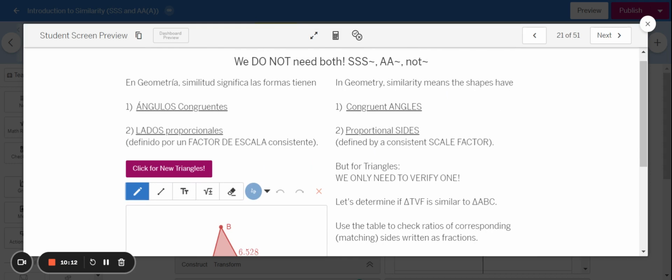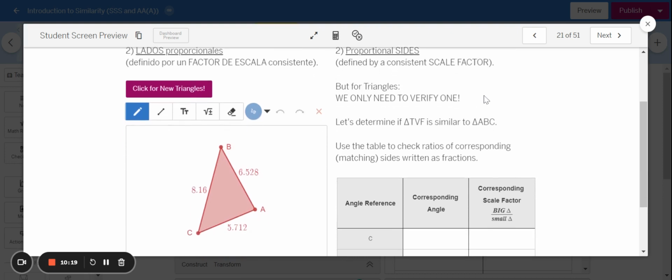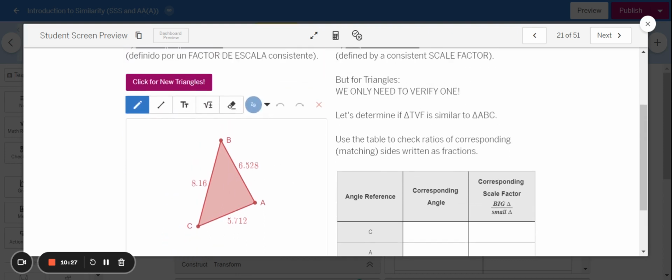So in geometry, similarity means that shapes have congruent angles and proportional sides. Okay, but for triangles, we only need to verify one of these things. So here, we don't have angles, but if we can prove that the sides are proportional, then we know that the angles are going to be the same and these shapes will be guaranteed to be similar.